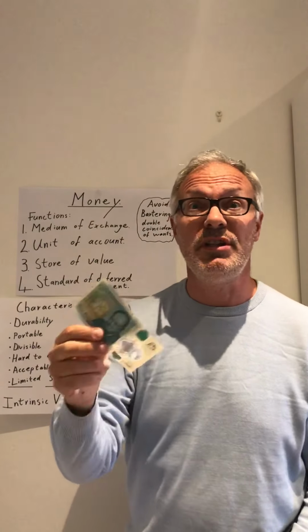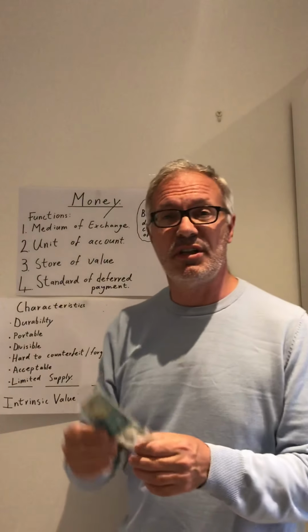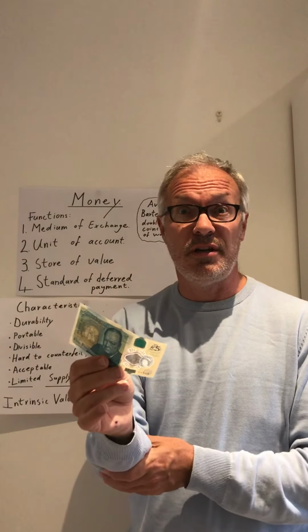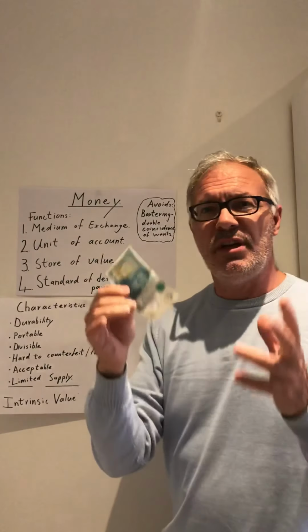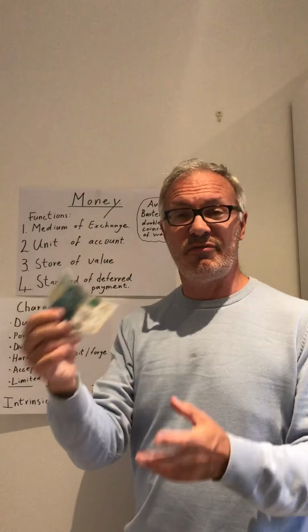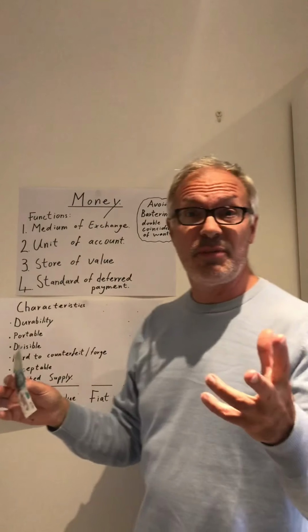And fourthly, money acts as a standard of deferred payment. In other words, I can agree to pay you £5 in the future. In other words, it allows debt to occur and credit to occur, which really helps in terms of the sophistication of an economy. So that's fourthly, standard of deferred payment.